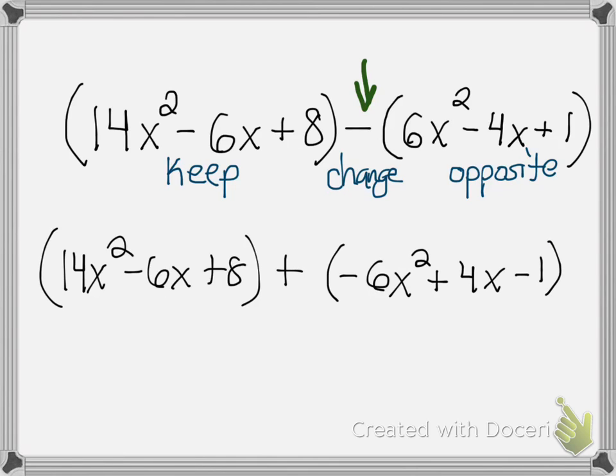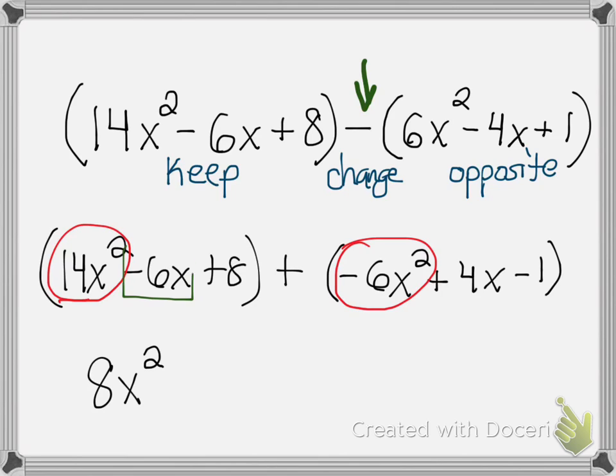All right, now that I've done my keep, change, opposite, I can combine like terms. The like terms that I see are 14x squared plus a negative 6x squared, and that's going to equal 8x squared. And then the other like terms are negative 6x plus 4x, and that equals negative 2x. And then the last ones are 8 plus negative 1, which equals positive 7.